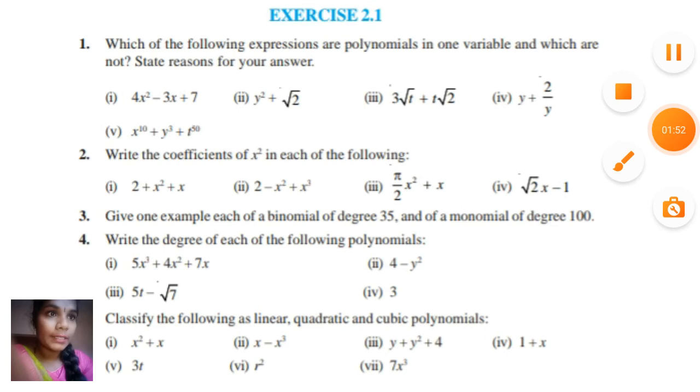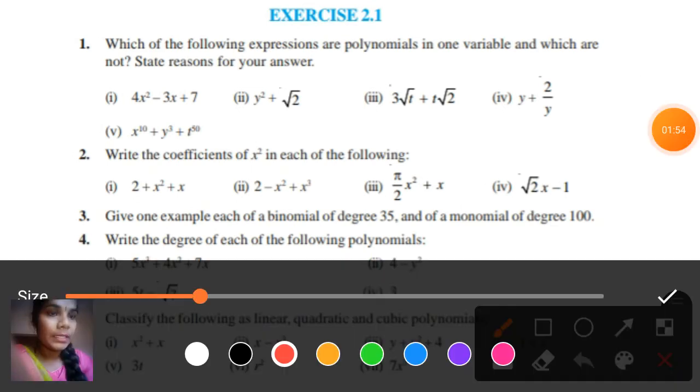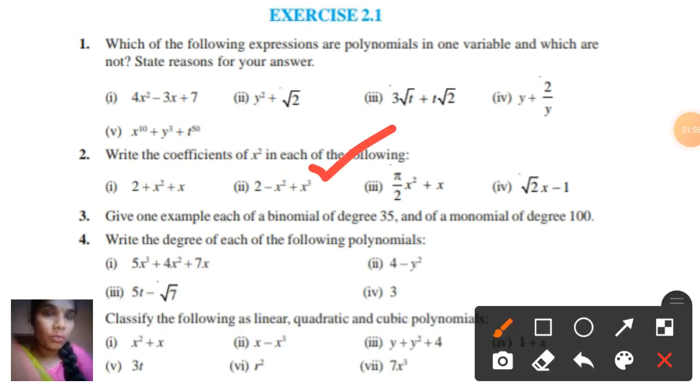And coming to our second question, that is 2 minus x square plus x cube. Here the expression has the x square term in the middle, you can see. And the coefficient of it is not plus 1, it should be minus 1, because the sign should be considered along with the coefficient, otherwise it will go wrong.